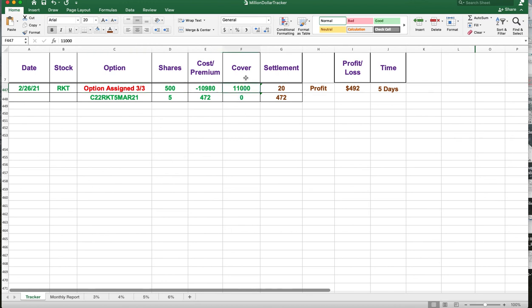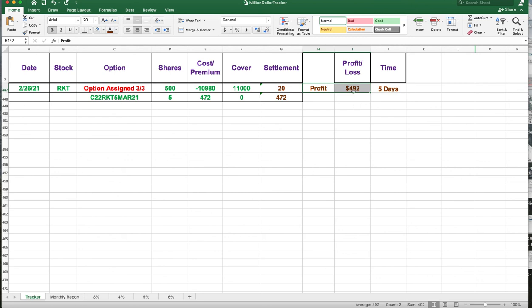And that's where my covered price is right here, because 500 shares times 22 equals $11,000. So I made only $20 off of the difference between the cost of the shares and what they paid me, based off the strike price. Then the premium, I got to keep the whole premium. So when you add it together, down here below, it's $492. So I made, in five days, a profit of $492. I got to keep it in my pocket.